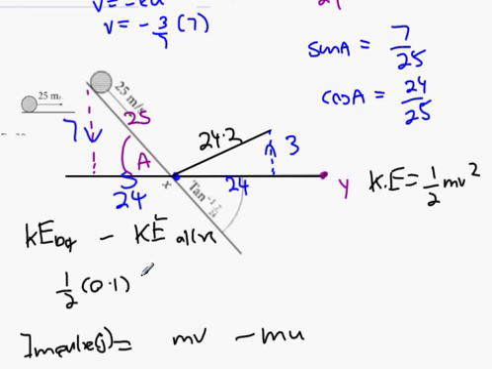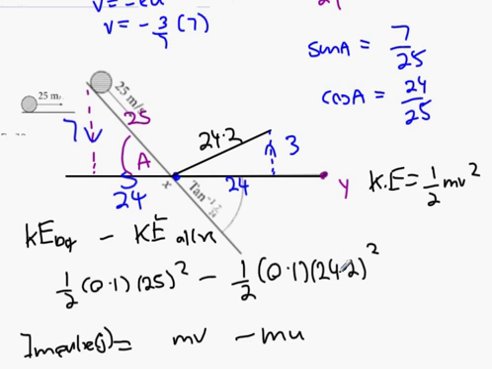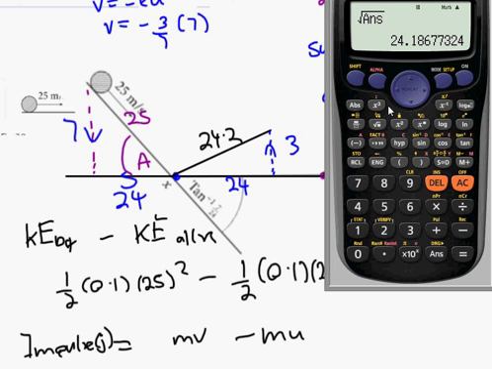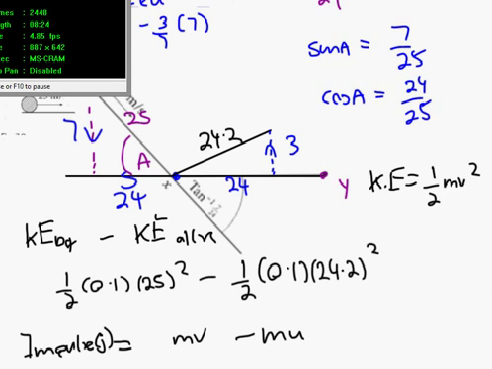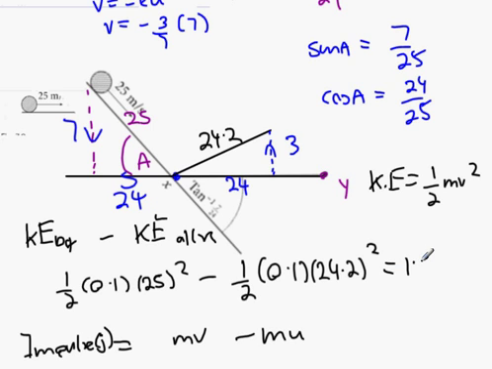A half times 0.1. You're coming in at 25. You're leaving at 24.2. So a half, 0.1 times 24.2. So let me put that in the calculator and tell me what you get. I'm hoping it comes out as 2. So it's 1.968, yeah? And that's very close to 2, so roughly 2 joules knocked off, okay?